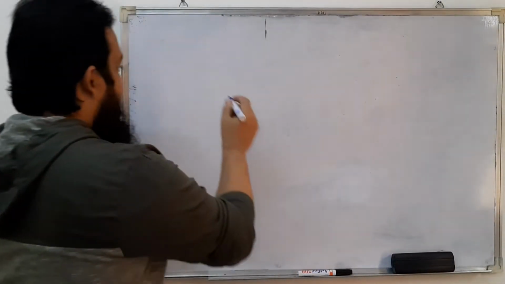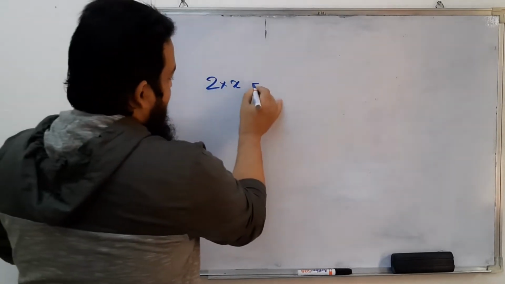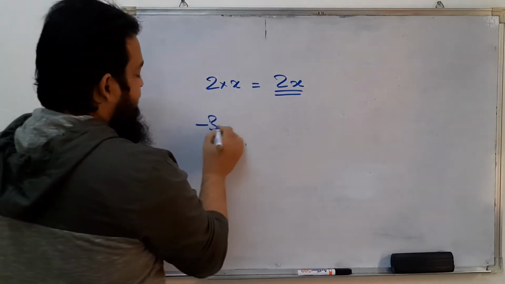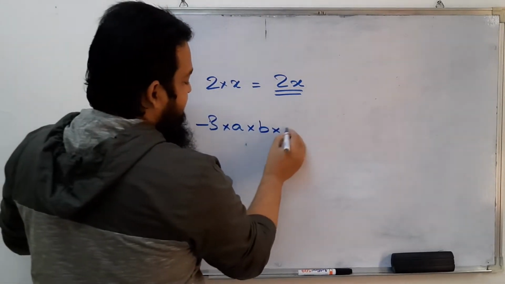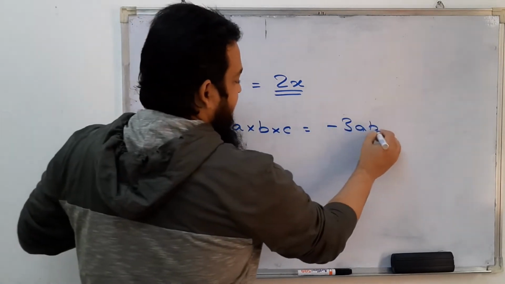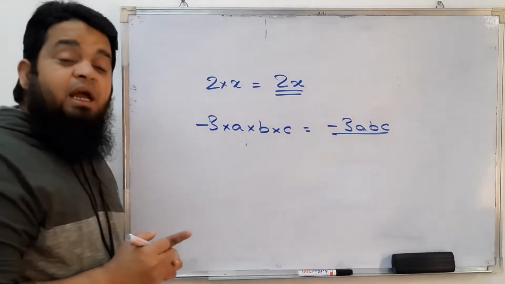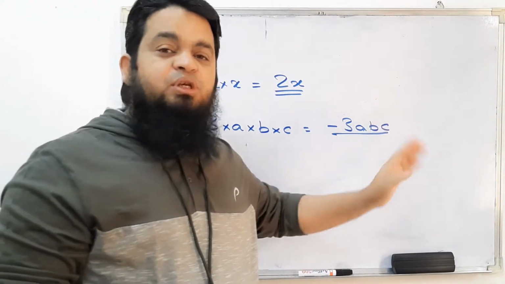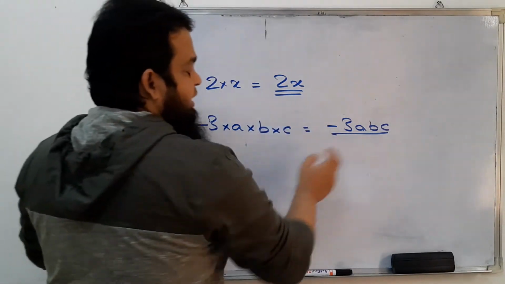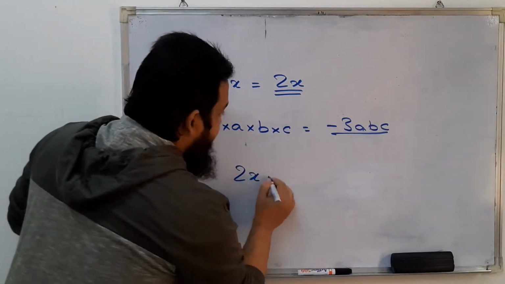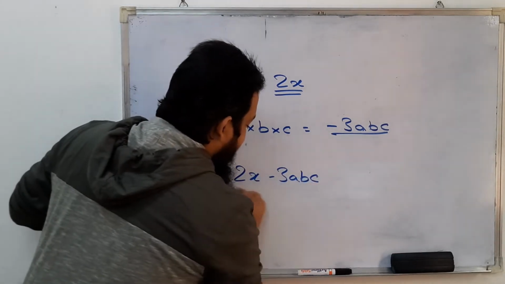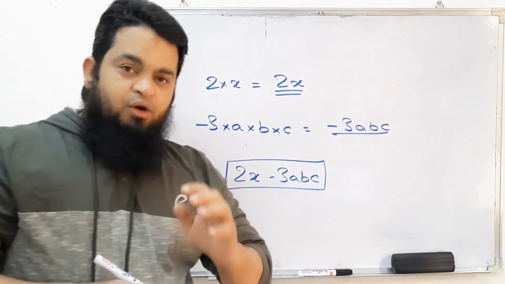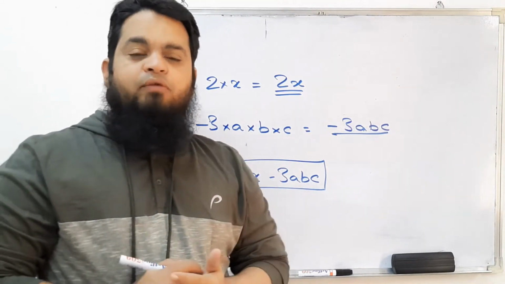For example, 2 multiplied by x becomes 2x, so 2x is one term. In the same way, minus 3 times a times b times c becomes minus 3abc, which is one term. And when we add or subtract these terms, we get algebraic expressions. Suppose I add these two, 2x minus 3abc; this is called an algebraic expression. I hope everybody has got the idea of an algebraic expression.